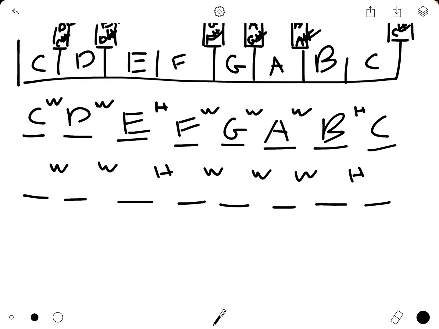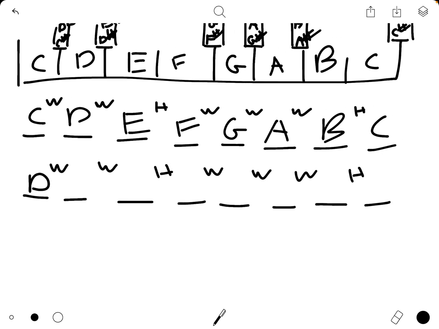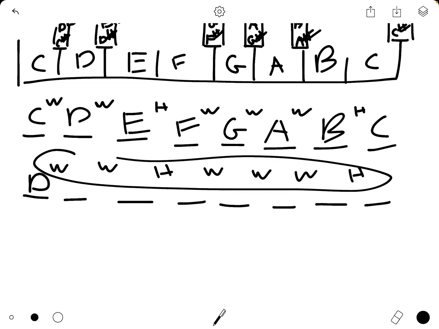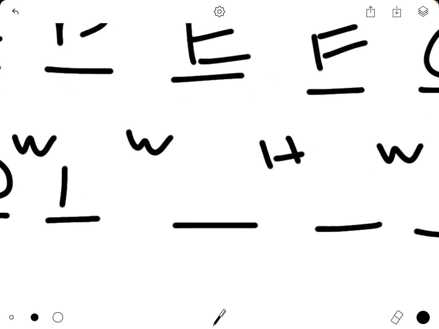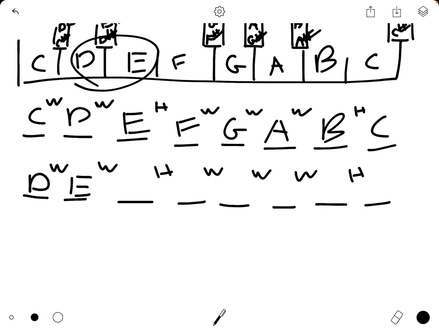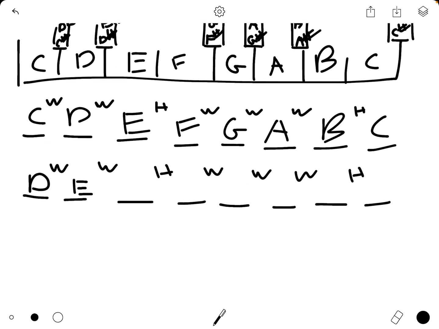Let's use the key of D major. We're going to start on D and then go up by each of these distances, those intervals, and it will create a D major scale for us. So we'll start on D and then we'll go up by a whole step, which is E. And then from E, we need to go up a whole step.